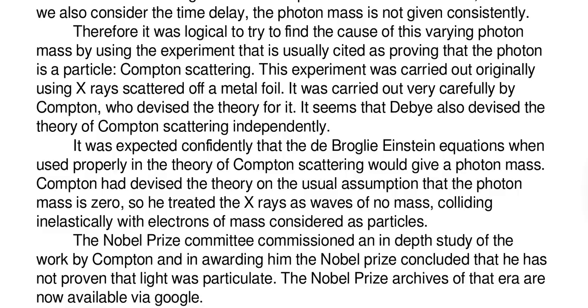Therefore, it was logical to try to find the cause of this varying photon mass by using the experiment that is usually cited as proving that the photon is a particle, Compton scattering. This experiment was carried out originally using X-rays scattered off a metal foil. It was carried out very carefully by Compton, who devised the theory for it. It seems that Debye also devised the theory of Compton scattering independently. It was expected confidently that the de Broglie-Einstein equations, when used properly in the theory of Compton scattering, would give a photon mass.